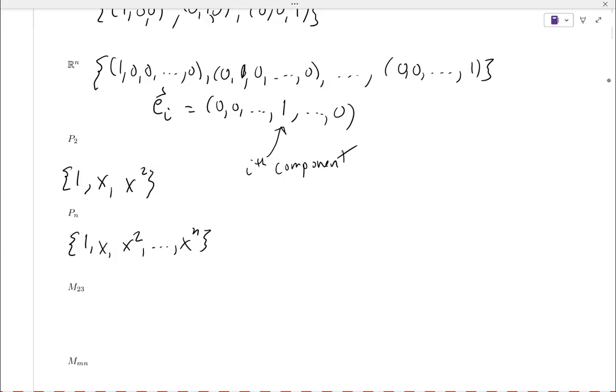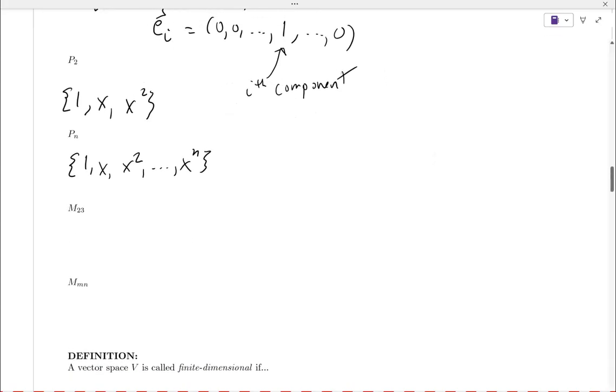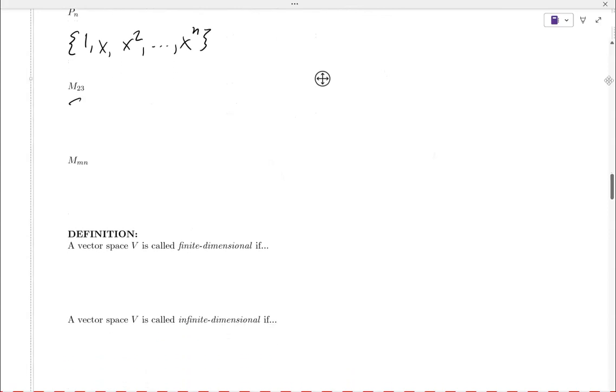How many things are you going to have to generate if you're dealing with 2 by 3 matrices? How many things are you going to have to generate? 6, right? I got to generate the 1, 1 entry, the 1, 2 entry, the 1, 3 entry, 2, 1, 2, 2, 2, 3 entry, right? So this one's going to have 6 elements, should have 6 elements in a basis. What do they look like?